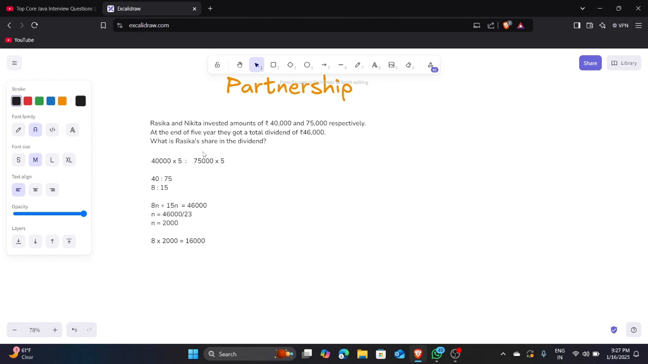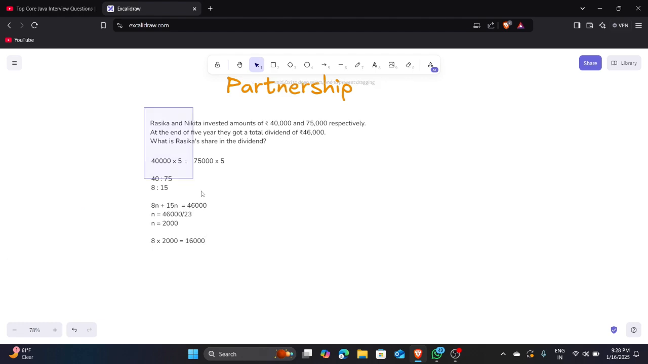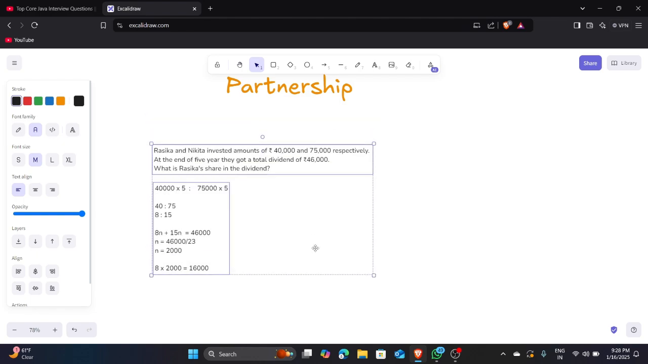This ratio only shows the shares of the persons. If you add them, the total you get is a factor of the total money they get from the business. And n shows the number by which you simplify to get the ratio, and when you multiply it with the ratio, you get the original number. So this is the whole concept in partnership, and one of the concepts we have done. Now we try to understand some more concepts.